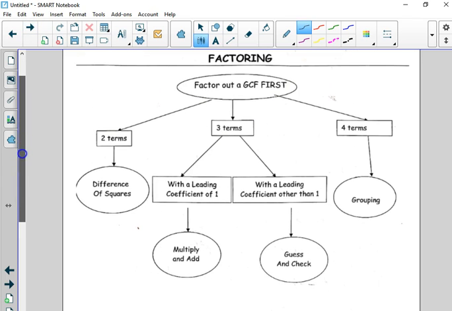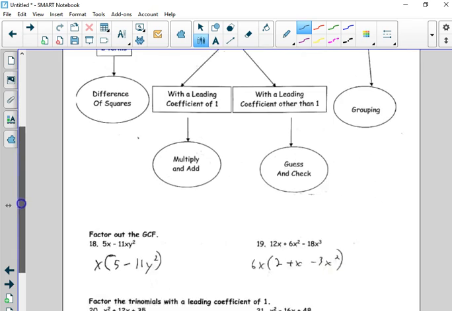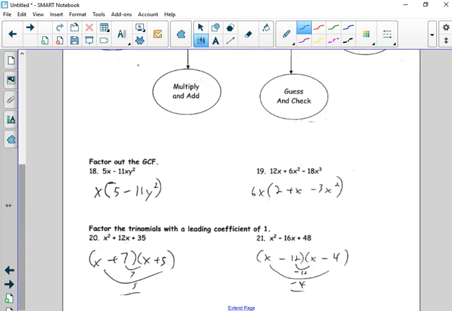Okay, just a review of factoring. This is a good thing to look over when you're studying. Factoring on the GCF, just ask yourself, what number goes in every term? What letters can I take out? So in this one, all I can take out is an x. Then I just divide. 5x divided by x is 5. Negative 11xy squared divided by x. The x's cancel, leaving me negative 11y squared.